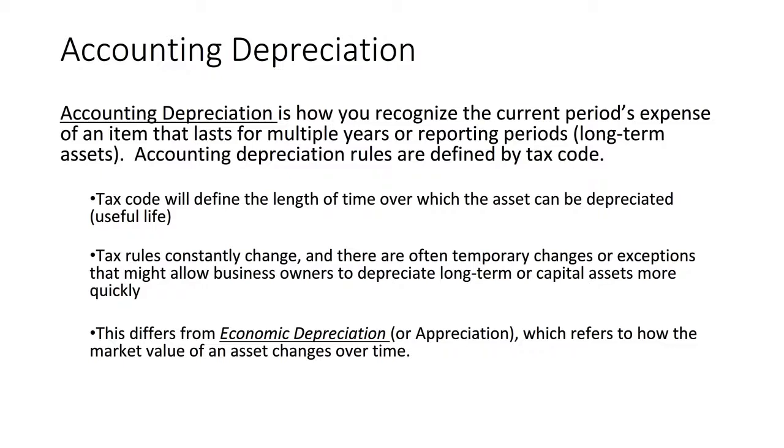So we can see market values increase for some assets over time. That would be economic appreciation. We can see market values decline for a lot of asset types. That would be economic depreciation. But that's something totally separate from accounting depreciation, which is simply how the tax code allows business owners to recognize the expense over multiple time periods that is associated with these long-term assets.